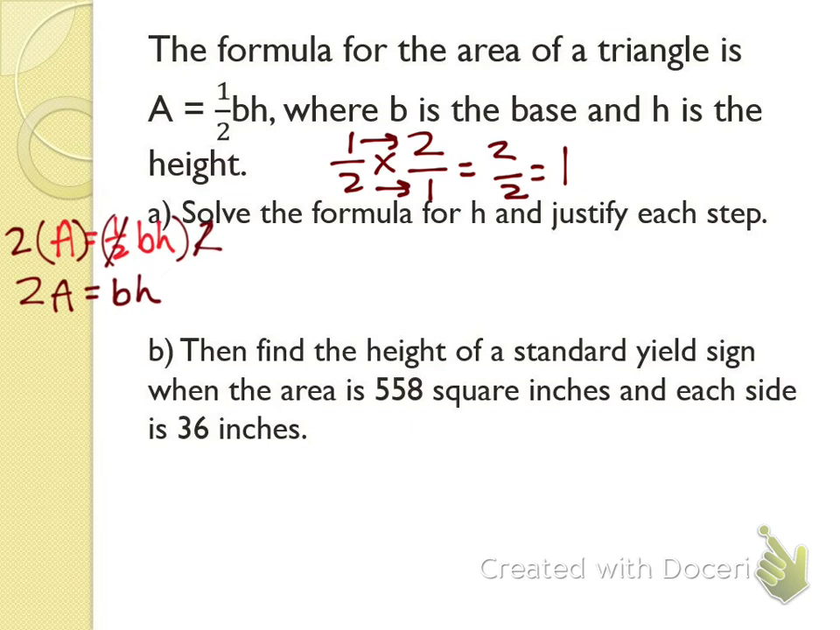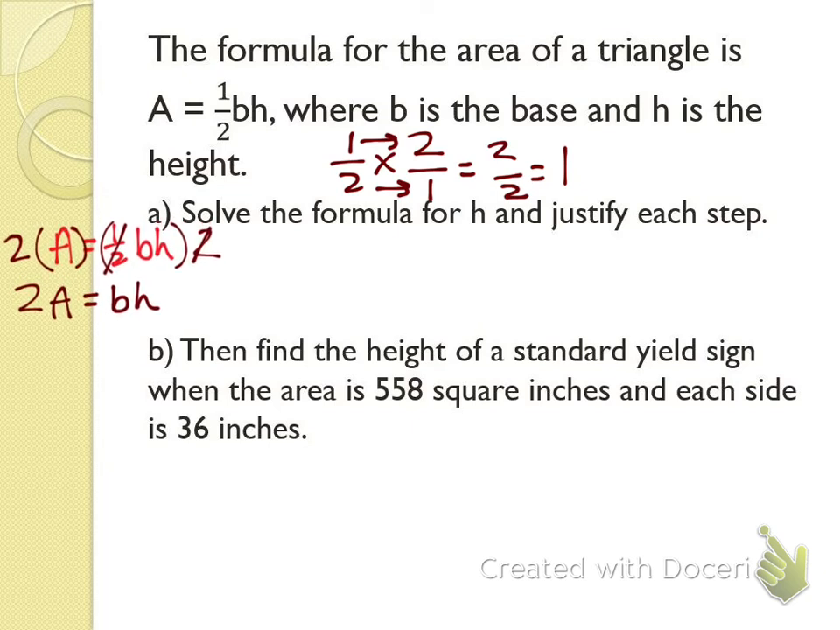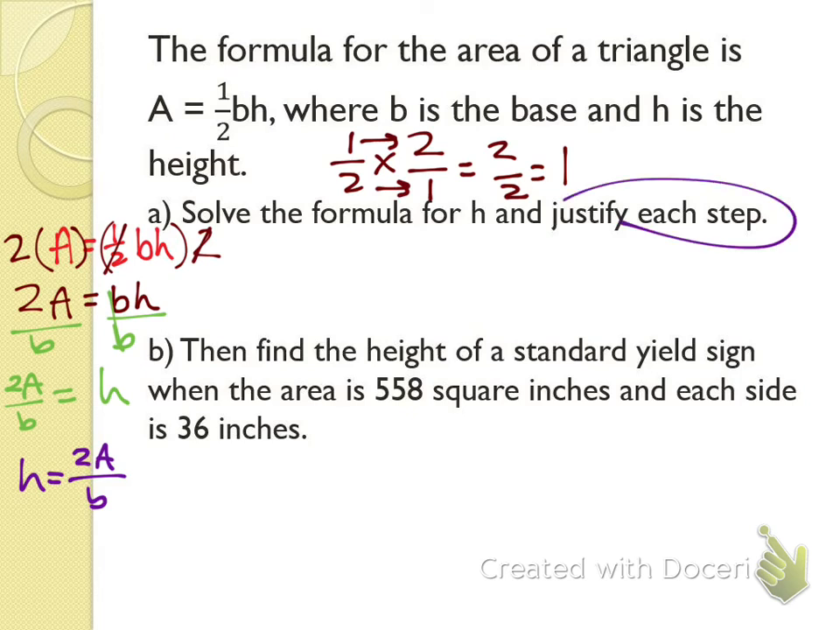All right, and then what would I do to finish solving for H? Divide by B. So H equals 2A over B. If you wanted to flip it, what property was that? Symmetric. It did say justify each step, so we can just refresh our memory. What step did I do first? Multiplication. It's not distributing because there's not two terms. This is the multiplication property of equality, and then the second step we did, division property of equality, and then we flipped it around, so that would be the symmetric. So that would be part A.